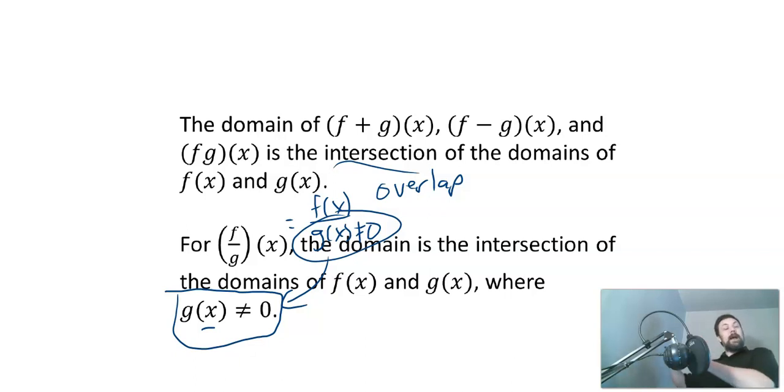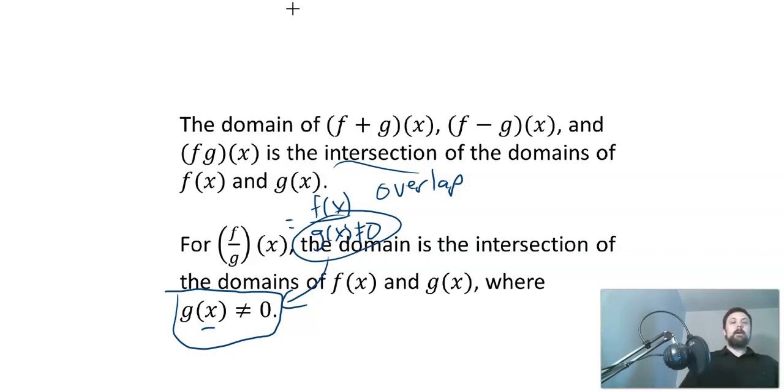When g of x is by itself, it's okay to equal 0. There's no issues there. But when it becomes the denominator of a fraction, it's not okay to equal 0. So we have this extra removal that we have to do. Any numbers that would make the denominator equal 0 have to also be removed from the domain, and then whatever you're left with is the domain of your new function.